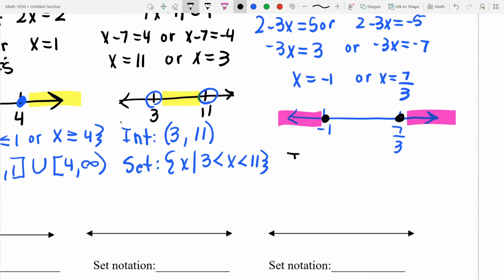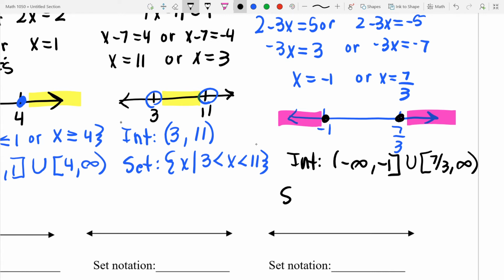Interval. 2 shadings, 2 intervals. Negative infinity to negative 1, closed with a, talk to me, guys. Bracket. And what comes right after that bracket? There's 38 of you. What comes next? The u with no tail. And then 7/3 to infinity.